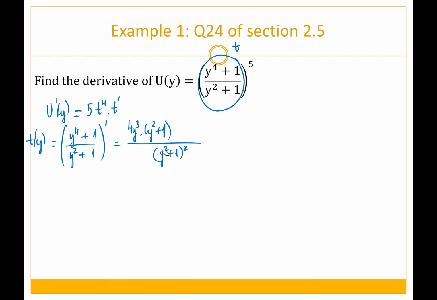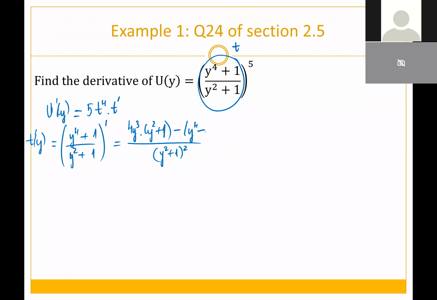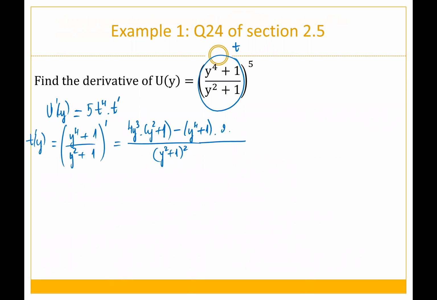So we have y squared, or we have y fourth plus 1 multiplied by 2y.